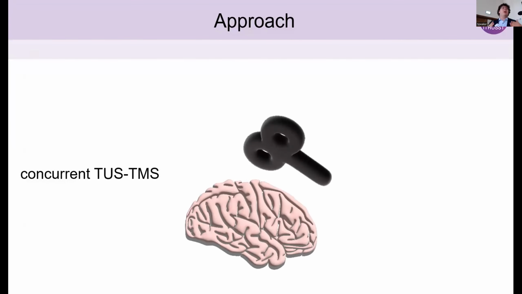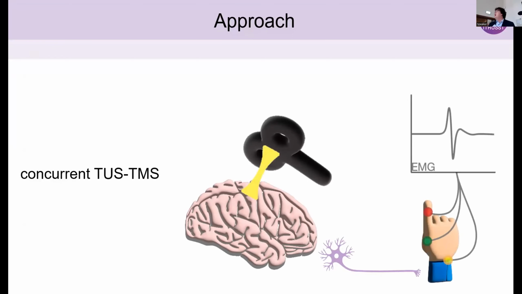Now, the general approach that we're taking here is quite simple. We apply TMS over the primary motor cortex, the hand knob specifically, and then we measure an MEP over the first dorsal interosseous, the FDI, and the amplitude of that MEP is thought to reflect motor cortical excitability. When we apply ultrasound at the same time, we expect to observe a difference in the amplitude of the MEP, and that difference would reflect a modulation of motor cortical excitability induced by TUS.